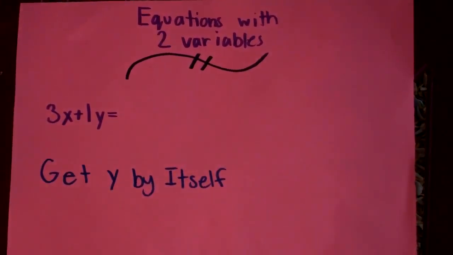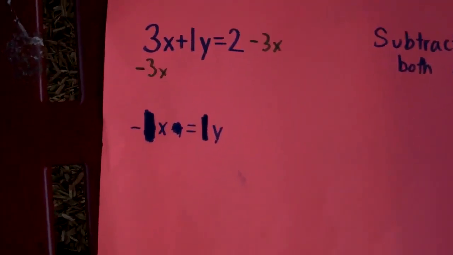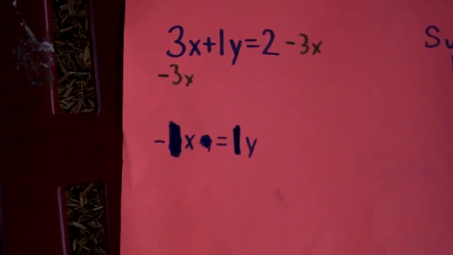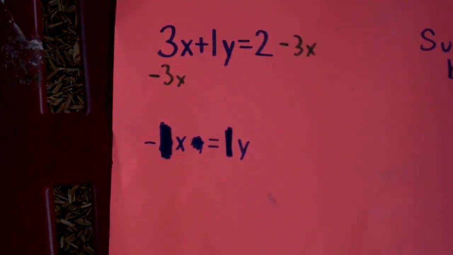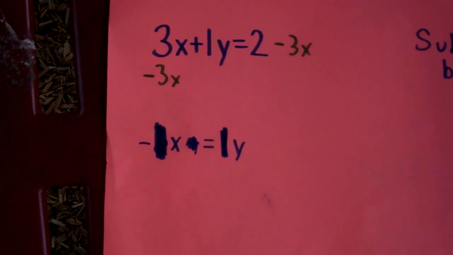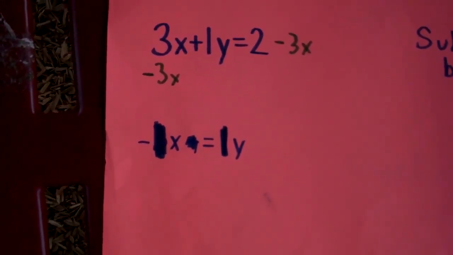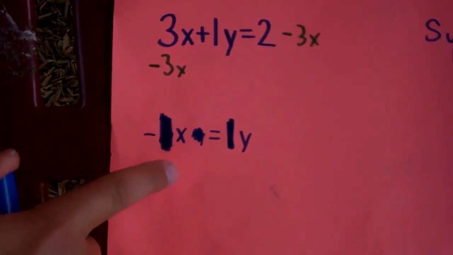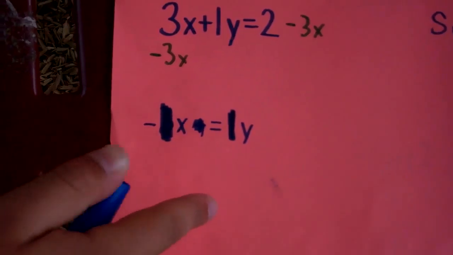Equations with two variables, getting y by itself. So getting y by itself. So you see this equation, 3x plus 1y equals 2. You subtract 3x from both sides. So you do 3x minus 3x, which is 0, and 2 minus 3x, which you see here is negative 1x. And then you do negative 1x equals 1y.